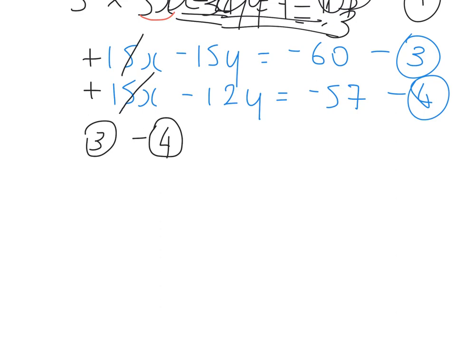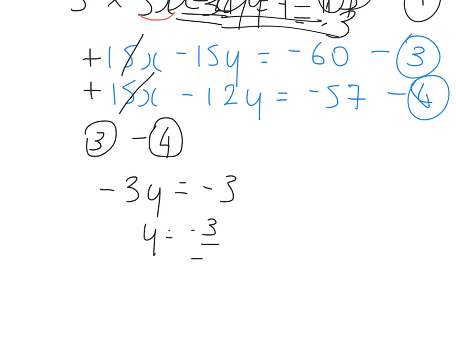I then get minus 15y minus minus 12y. If you think about that, it's not minus 15 minus 12, it's minus 15 minus minus 12, so it's minus 15y plus 12y, that's minus 3y. Just be really careful there. Minus 60 minus minus 57. So again, it's minus 60 plus 57, that's minus 3.